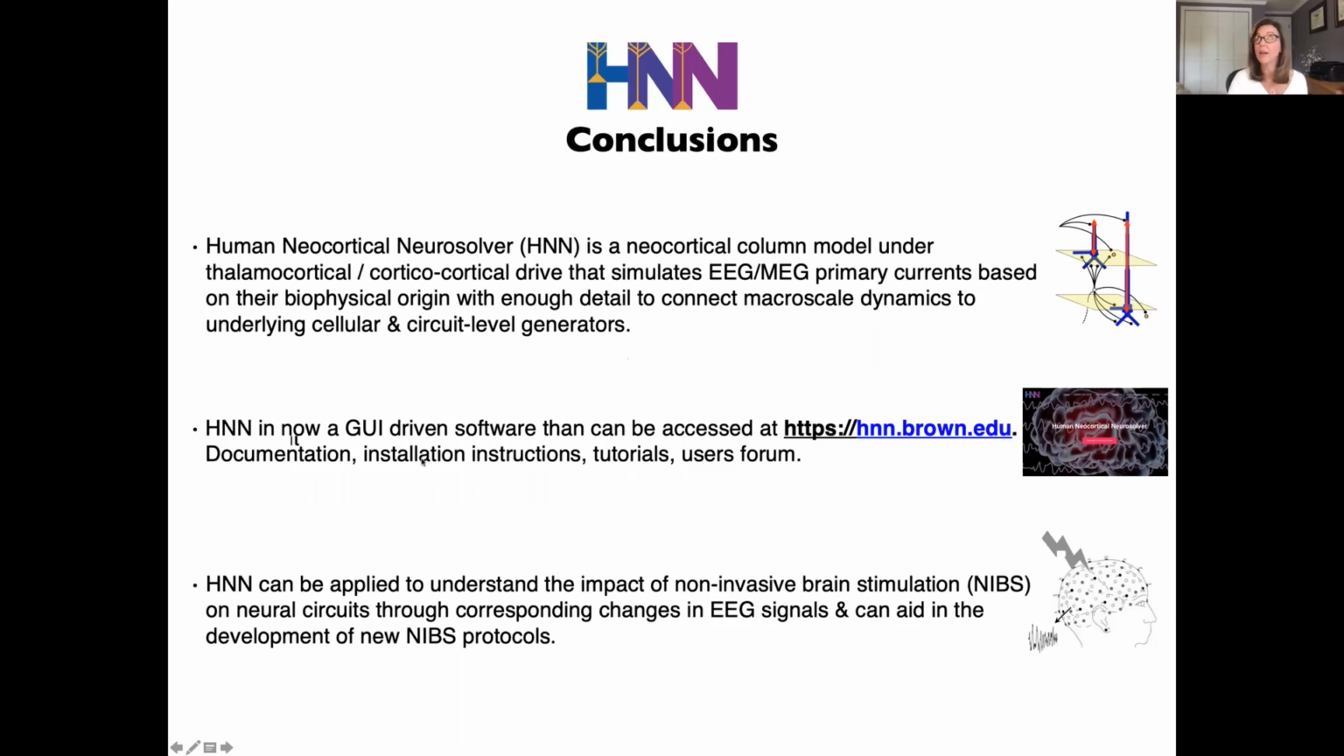HNN is now developed into this graphical user interface. It's a user-friendly software which you can download and get all sorts of information from on our new website. And I hope I've convinced you that HNN can be applied to understand the impact of non-invasive brain stimulation on neural circuits through the corresponding changes in EEG signals and can aid in the development of new brain stimulation protocols.